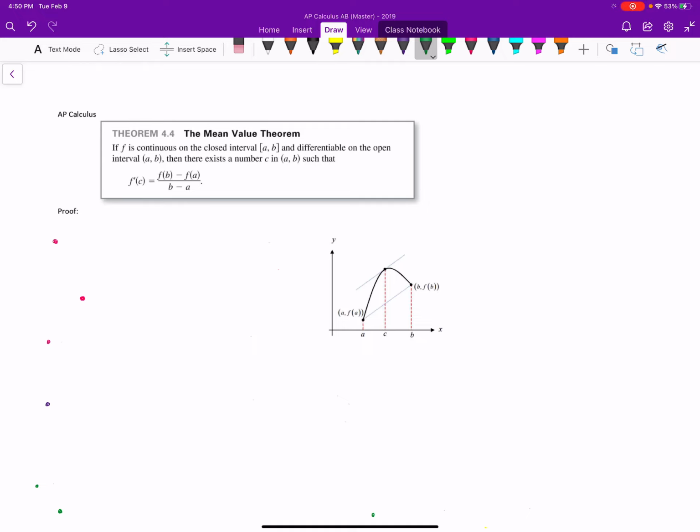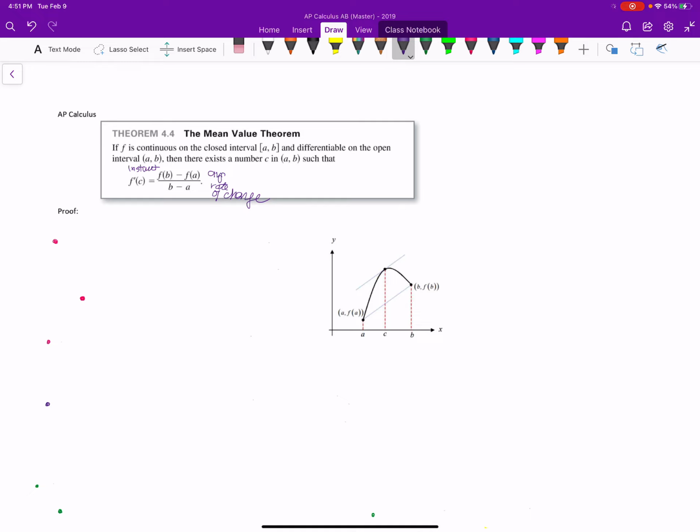So the proof for the mean value theorem looks like this. And by the way, just a little refresher, the mean value theorem means that the instantaneous rate of change at some point on an interval is going to equal the average rate of change on that closed interval from a to b. That's essentially what it's saying. So here we have instant rate of change, and this is average rate of change. Just to point that out.